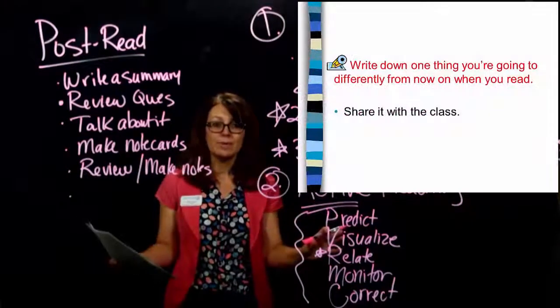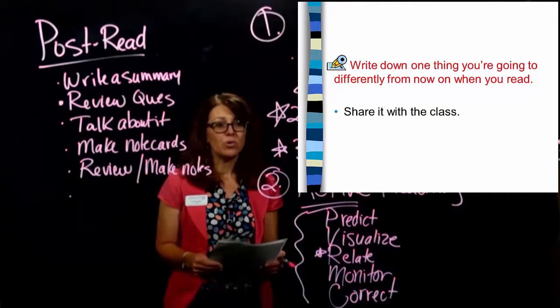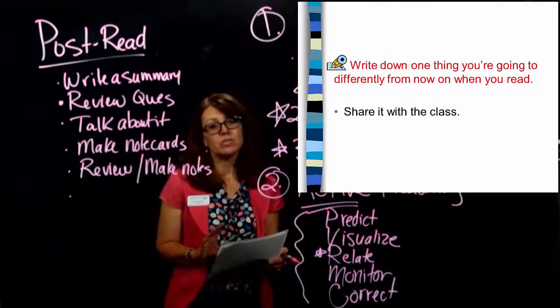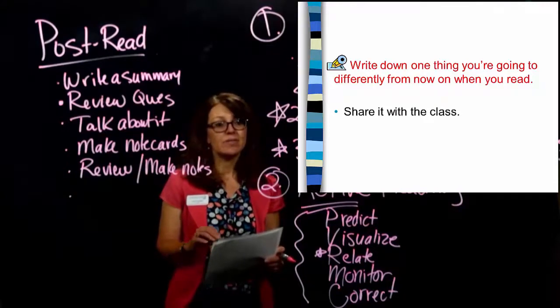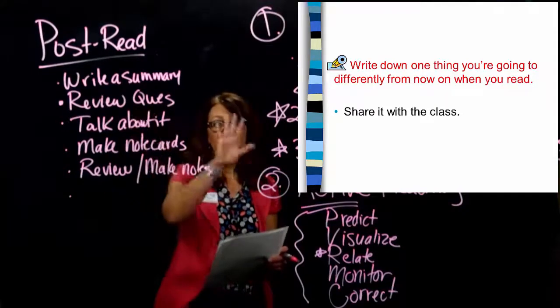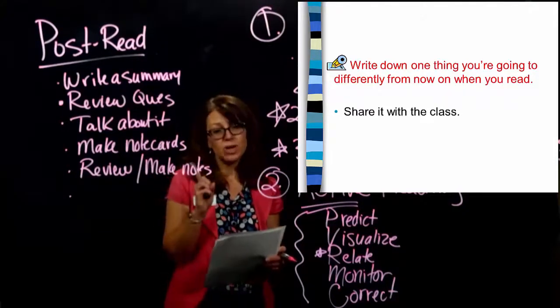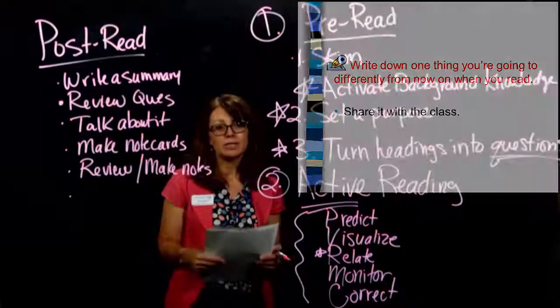So the final assignment right now, write down one thing that you're going to do differently from now on when you sit down to read. It can have to do with the setting, or it can have to do with the reading process. What is the one thing you're going to do to make your textbooks work for you?